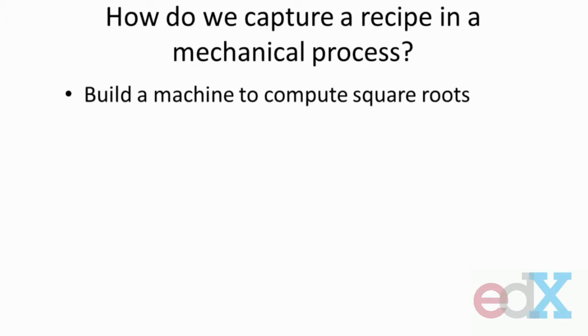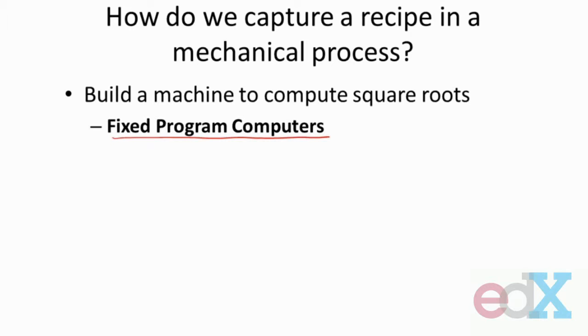First one is we could build a machine specifically to compute square roots. Might sound odd, we probably don't need something quite that particular, but in fact, early computers were exactly this. They were instances of what were called fixed program computers. And a fixed program computer was something that did a specific calculation and was designed to do exactly that. In fact, you've seen a fixed program computer. A calculator is exactly that. It does a set of arithmetic computations. That's all it does.